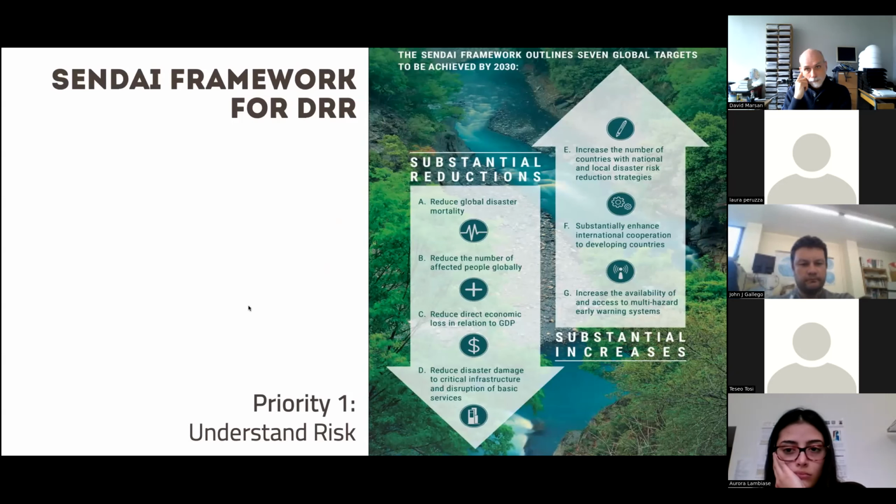Also, something quite unique about this framework, because there were other frameworks before, was that they said, let's actually quantify the risk. Let's not just say we want to reduce the risk, let's put numbers on it. Let's see how much we can reduce the risk, for example, per 100,000 inhabitants, as a fraction of the GDP, as a fraction of the capital stock. And let's also try to be sustainable in this process. I will talk a little bit more about that.